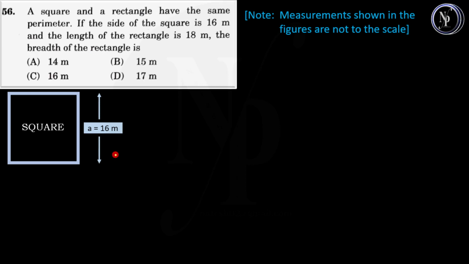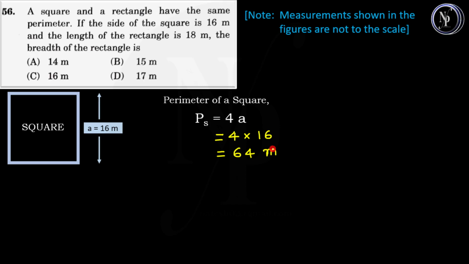Now let us calculate the perimeter of the square using the formula: perimeter of a square PS is equal to 4A, where A is the measurement of the side of the square. So PS is equal to 4 into 16, since the side is given as 16 meters. So 4 into 16 is 64 meters, the perimeter of the square.